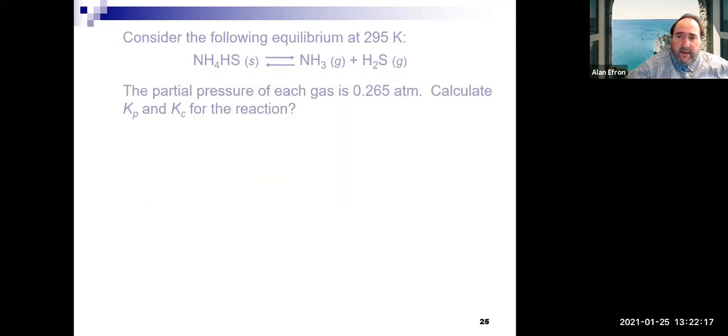All right, want to try another one here. We want to calculate both the Kp and Kc in this case. The partial pressures of everybody is 0.265. So take a couple of minutes to see what you come up with.